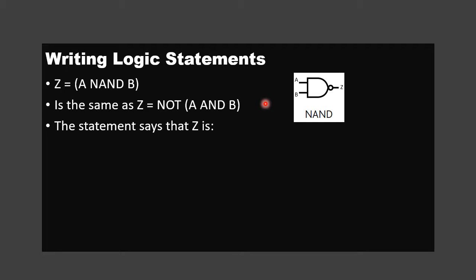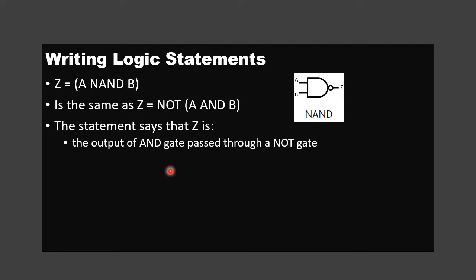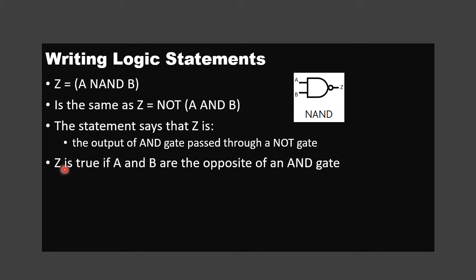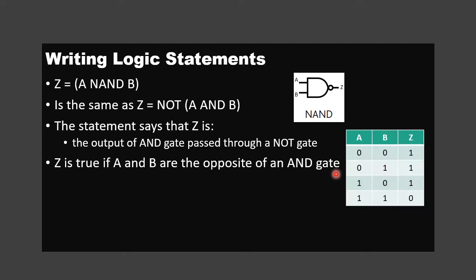The statement says that Z, or the output, is the output of the AND gate passed through a NOT gate. The AND gate has A and B as the input, and the output from the AND gate goes through a NOT gate to give the Z. Z is true if A and B are the opposite of an AND gate. This can be verified by the truth table.